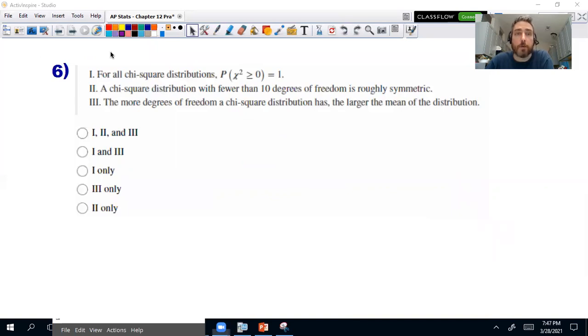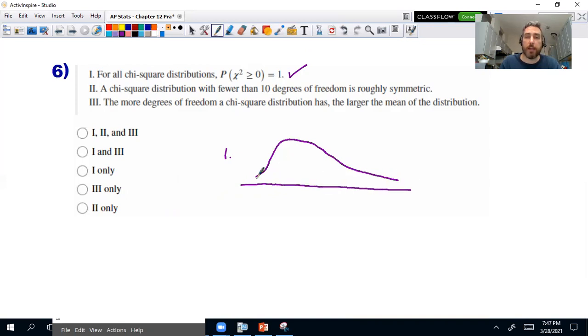Question 6. For all chi-square distributions, 1, P of chi-squared greater than or equal to 0 equals 1. 2, a chi-square distribution with fewer than 10 degrees of freedom is roughly symmetric. And 3, the more degrees of freedom a chi-squared distribution has, the larger the mean of the distribution. I guess I cut off part of the question, but basically, which of these should be true? That's always going to be true, because in a chi-squared model, it's going to be right skewed. And in any distribution, whether it's normal, t, whatever, those are always going to add to 1.